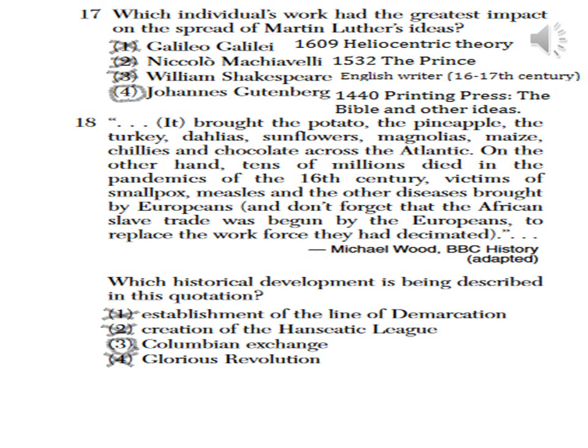Question number 17. Which individual's work had the greatest impact on the spread of Martin Luther's ideas? If you remember who Martin Luther was, he was the leader of the Protestant Reformation. So, answer number 1, is it Galileo? Well, what Galileo did is he popularized the heliocentric theory in 1609, which is why it's the wrong answer. If you remember, that theory states that the sun is the center of the universe.